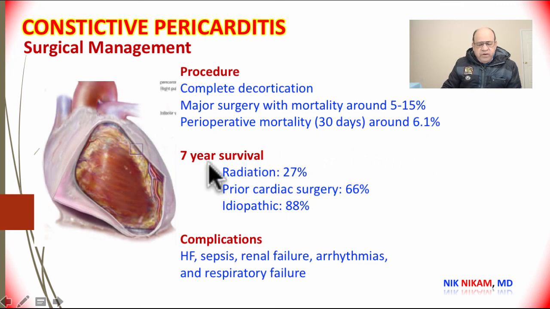The 7-year survival has been found to be worse in patients with radiation constrictive pericarditis, followed by a prior cardiac surgery, whereas the 7-year survival is considerably better, with an 88% survival rate at the end of 7 years, in patients who have idiopathic constrictive pericarditis. Some of the complications that can result from surgical management could include heart failure, sepsis, renal failure, arrhythmias, and respiratory complications.